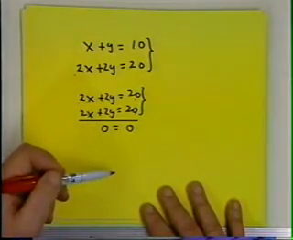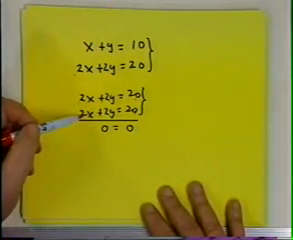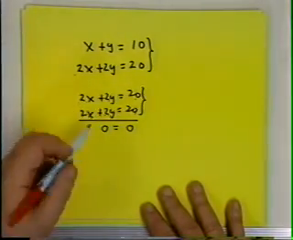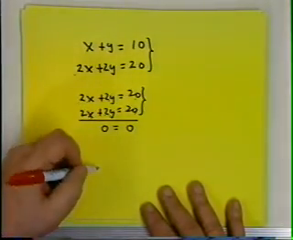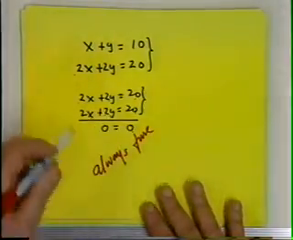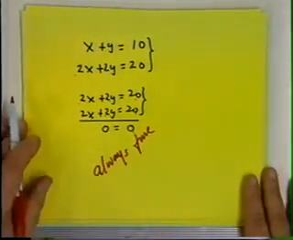Now when I subtract, what happens? 2x from 2x is 0. 2y from 2y is 0. 20 from 20 is 0. Lo and behold, I get 0 equals 0, which is always true. In other words, somehow all my variables dropped out over here.